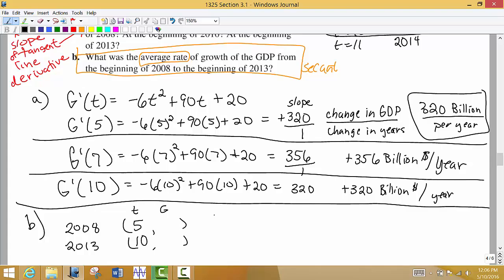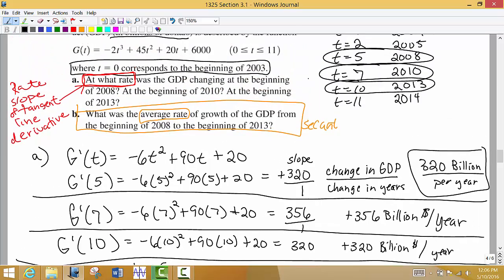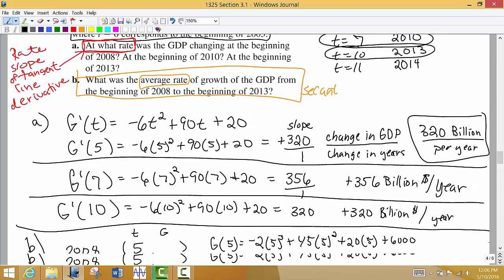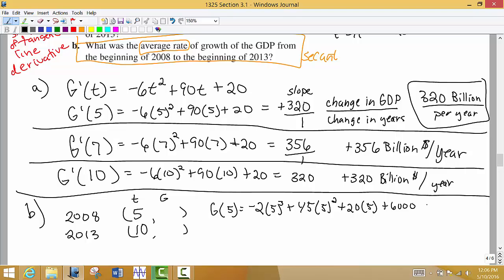So we're going to go back to the original function. Remember, these represent points on the original graph. And I'm going to put in a t value of 5 into the original function, and let's see what we get. So negative 2 times 5 cubed plus 45 times 5 squared plus 20 times 5 plus 6,000. Okay, where am I getting those values? Remember, I'm going back to the original function that I was given. We want to know the actual GDP at those particular 2 years. And for that year, I get 6,975 billion.